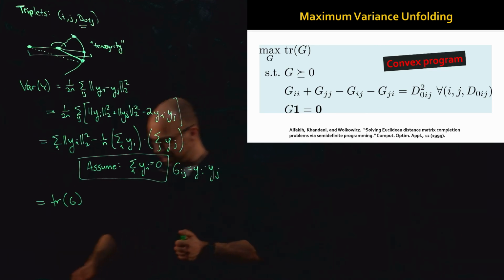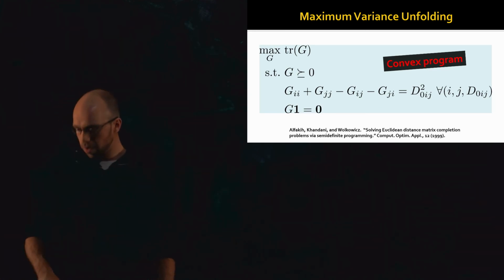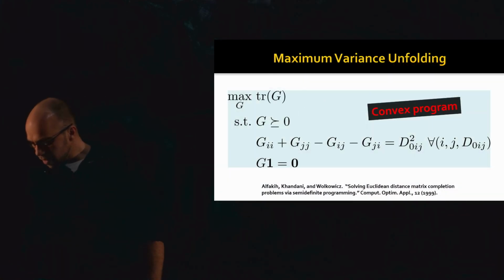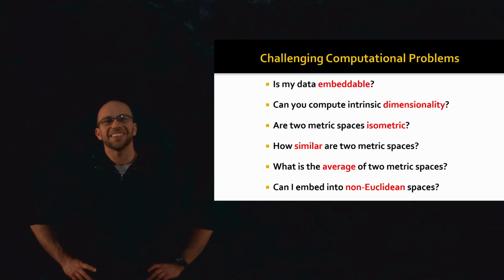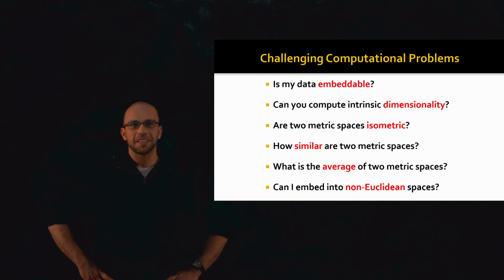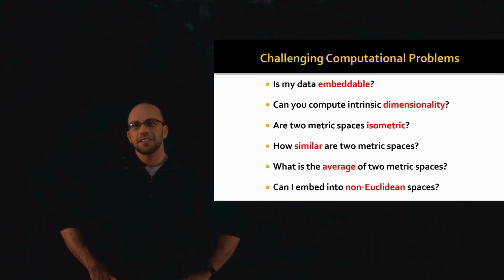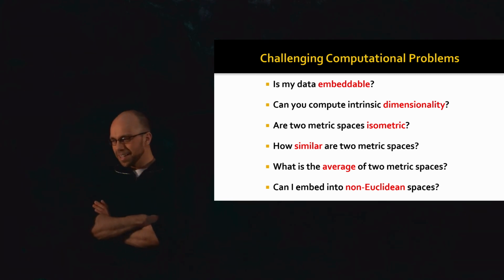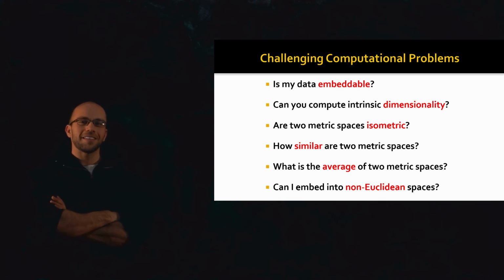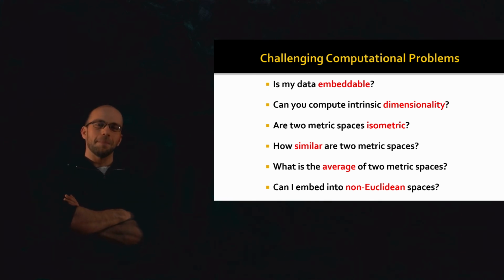So let me clear out the board again. Okay, so this is just the tip of another iceberg. There are so many challenging computational problems in this space, even if we're given distances that are 100% accurate. Some of the ones that I've listed on the slide here are things that you could think about. Some distances may not be embeddable in a given Euclidean space, so you could ask whether your data is embeddable at all.